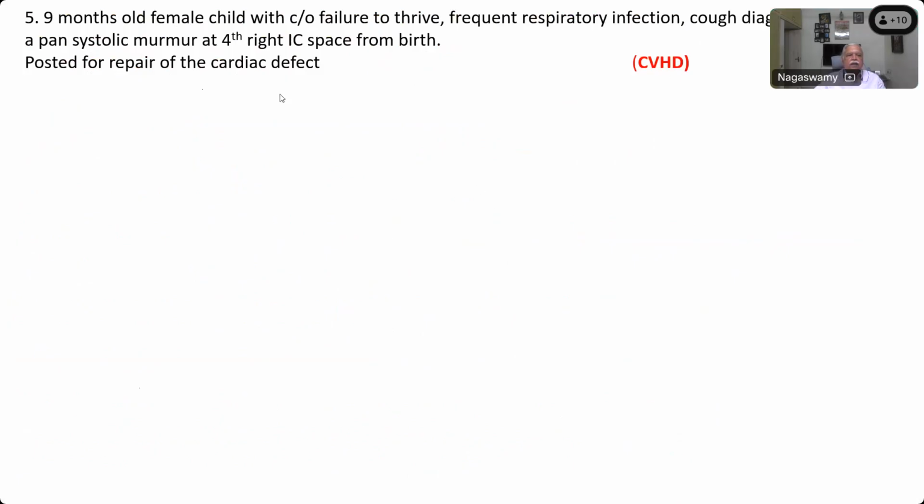Now the next scenario is a 9-month-old female child with a history of failure to thrive, repeated respiratory infection, cough, diagnosed to have a pansystolic murmur at the fourth right intercostal space from birth. Posted for the repair of cardiac defect itself.